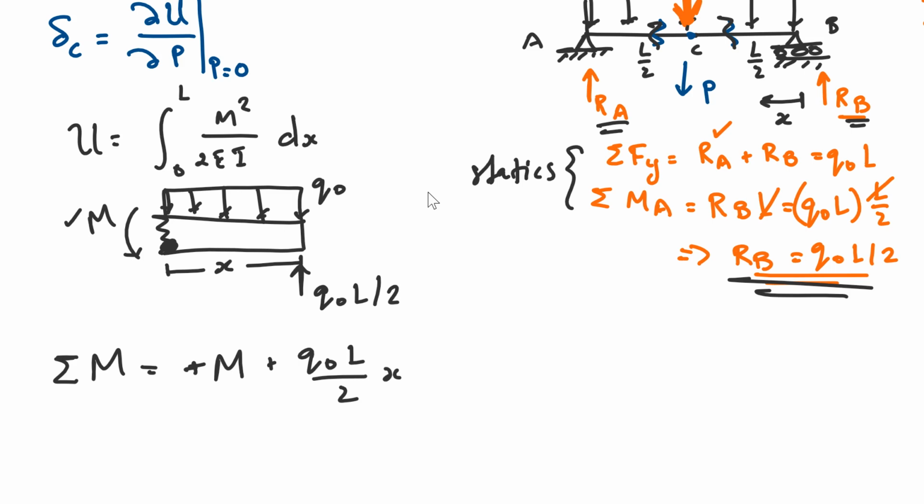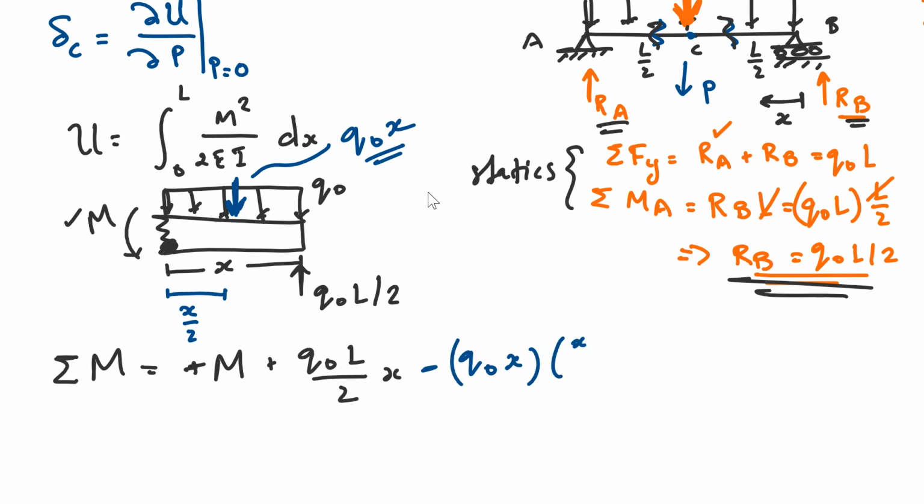Now the distributed load from before, since it's symmetric, is going to act exactly in the center, which means that this distance right here is X over 2. And the actual concentrated force is going to be Q naught times this distance x, Q naught x. So this is the force, and this is the distance. And we know that it's going clockwise, so we have to subtract Q naught x times x over 2. Okay? The force times the distance gives you the moment. And this is going to be equal to 0.